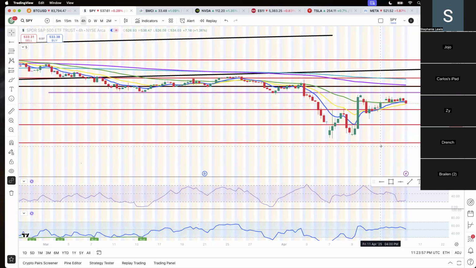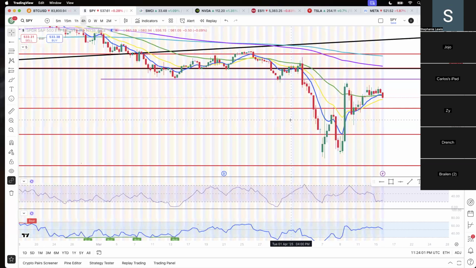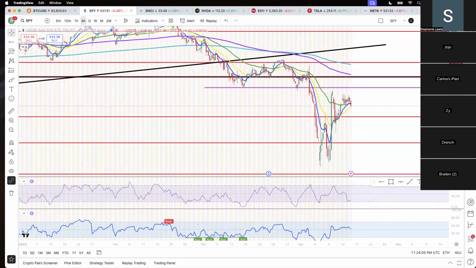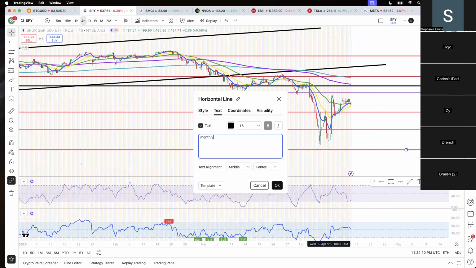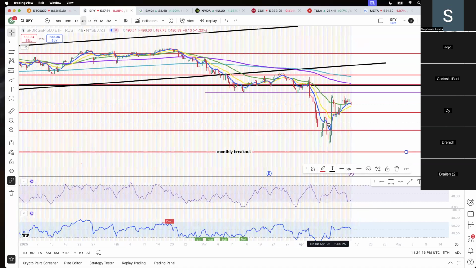All right, so on the 4 hour, we ended up forming, I know it's a little messy because of all the lines. Let me zoom in here. So remember that 475 level is that monthly breakout level. I'm gonna write that on my chart. All right. And here's that channel.